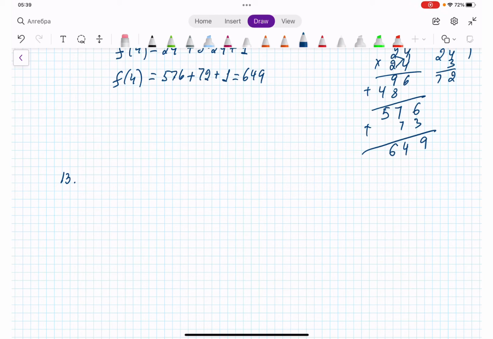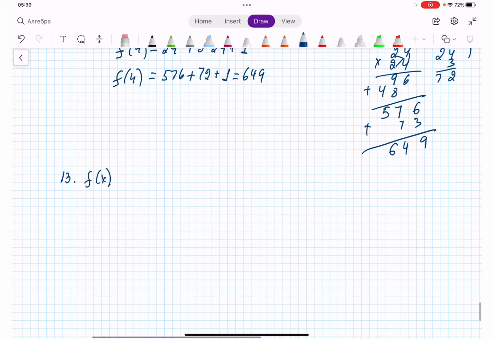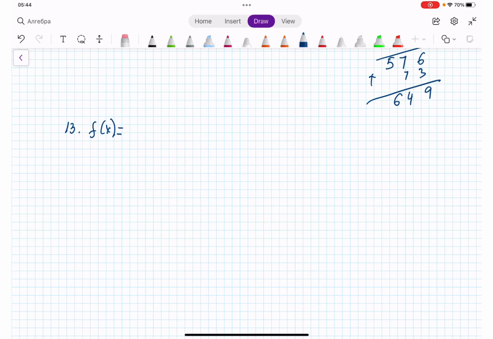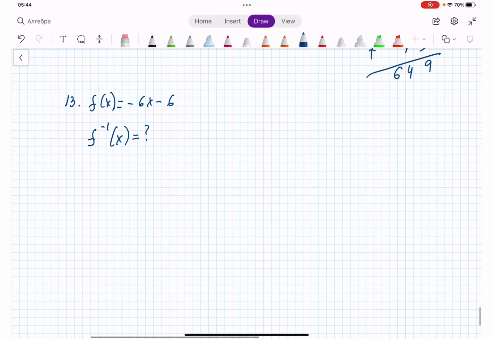We have f of x equal negative 6x minus 6. We need to find the inverse of this function. To remind you, the inverse meaning we are going to flip x and y. So f of x, it's the same thing as y, because y depends on x. Equal negative 6x minus 6.